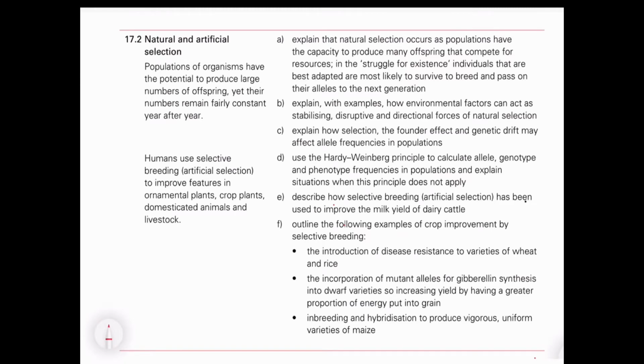For this video, I'm going to cover topic 17, Learning Outcome 17.2b, to show you how environmental factors can act as stabilizing, disruptive, and directional forces of natural selection. So we're going to see how the environment can actually select the phenotype, and therefore change the allele frequency.